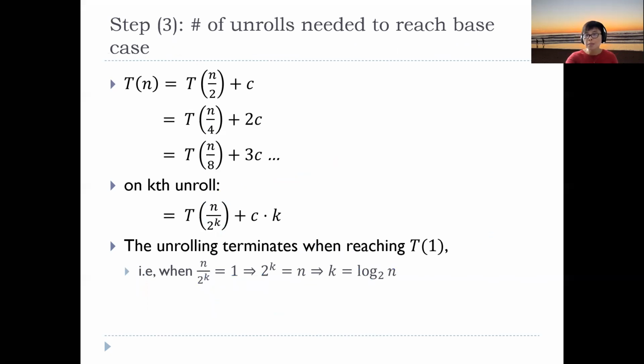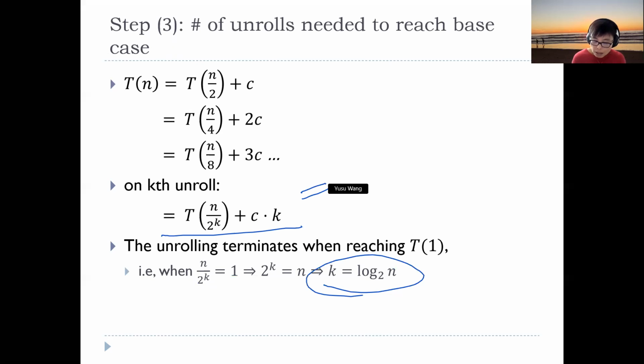Okay, same as what I wrote on the screen. Now the last one is that we simply plug this into our formula. So what do we have? We stop when n divided by 2 to the k equals 1. That means that inside it becomes T of 1, and outside is c times k, and this means k equals log n base 2.